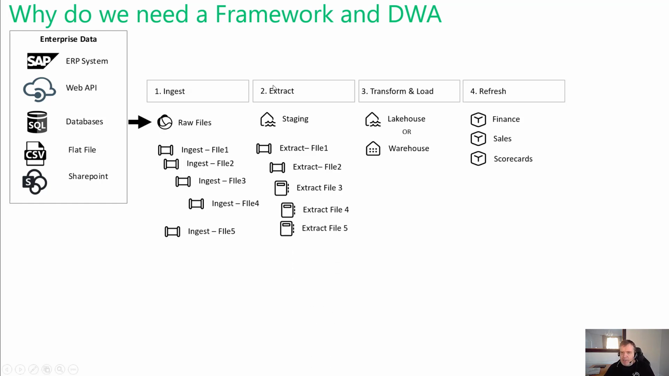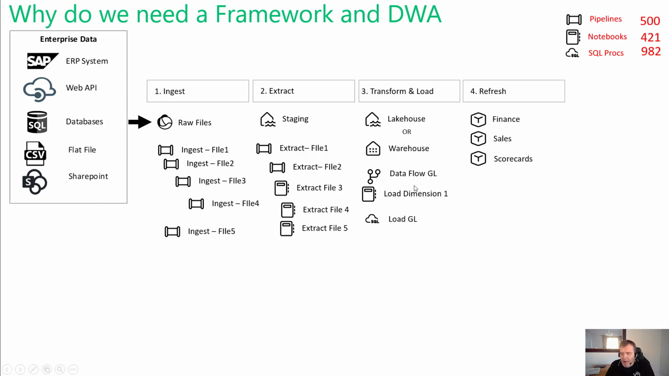Now, the ingest and extract phases are what we call movement phases. They don't generally involve a lot of transformation, so it's not that hard to automate them. The transform and load phase, though, generally requires significant business mapping to go from your raw data into your conformed star schema. And this is where you can get a lot of disparate artifacts, potentially one per dimension or fact. And these can be in different technologies like dataflows, notebooks, stored procedures, and probably pipelines.